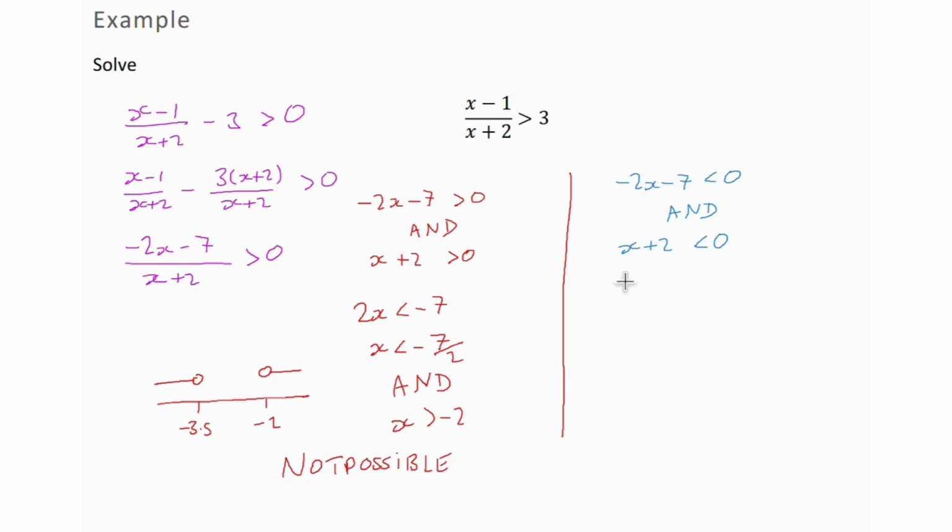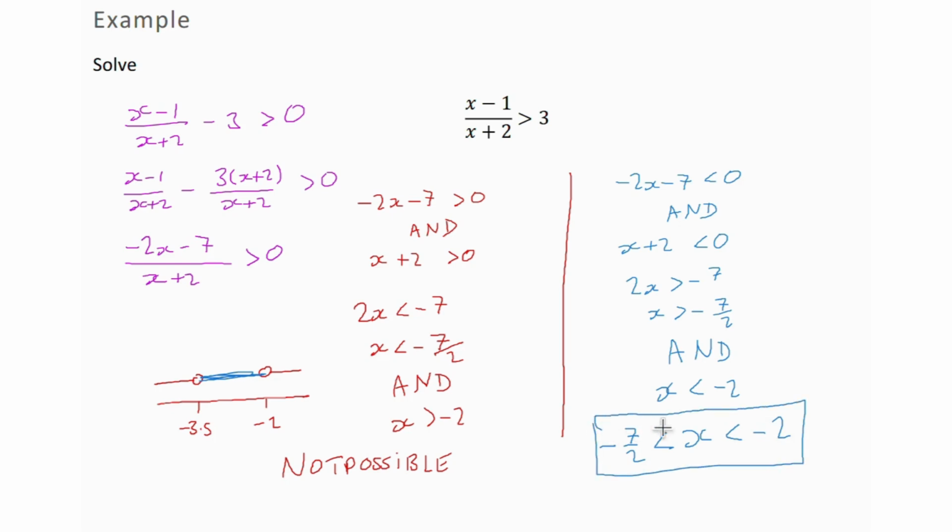First of all, add the 2x. So we get 2x is greater than minus 7 this time, which gives me x is greater than minus 7 over 2. And this time I've got x is less than minus 2. So x is greater than minus 7 over 2 and less than minus 2. Now, if we go back to our number line, that's this bit here. Now, that can be true. So, in fact, this one does work. It is true when x is greater than minus 7 over 2, but less than minus 2. And this is the solution to this inequality, the only possible set of solutions.